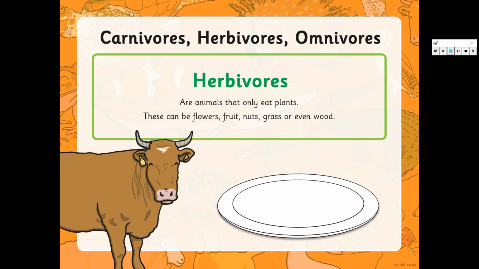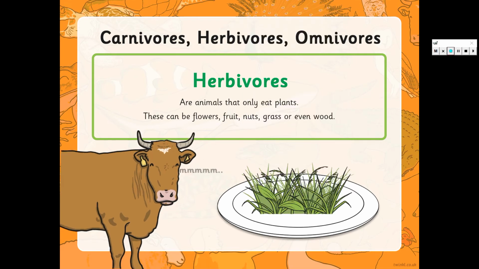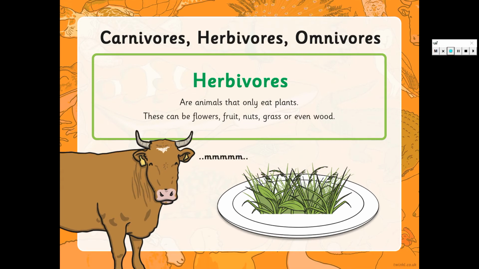So moving on, the next word that we've been introduced to in our science lesson today is a herbivore. So these animals are animals that only eat plants. So these can be flowers, fruits, nuts, grass, or even wood. So here we've got a cow. So what do we think the cow would like to eat? And if he was in his field now in the farm, he would be eating all of the grass and the leaves.